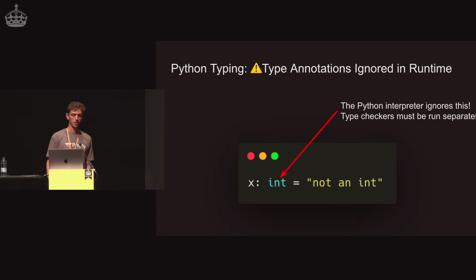But a warning, these type annotations are actually ignored at runtime without a type checker run. So Python actually runs this code right here, where I've made a variable x, assigned it to a string, but I've annotated it as an int.